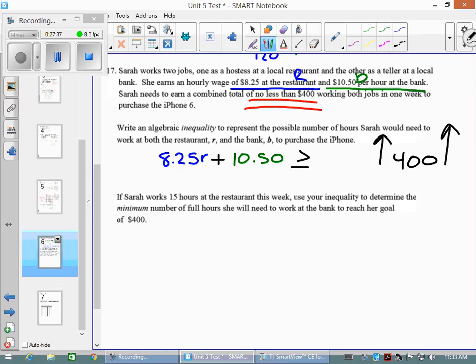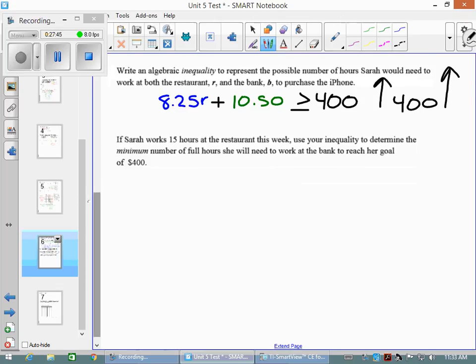Now they ask a follow-up question. If she works 15 hours at the restaurant, they're telling you how much she worked at the restaurant. Use your inequalities to determine the minimum number of full hours she will need to work at the bank to reach her goal. So they're telling you at the restaurant she worked 15 hours. So we can substitute that in for our variable of R. So we're going to have 8.25 times that 15 hours that she's working there.